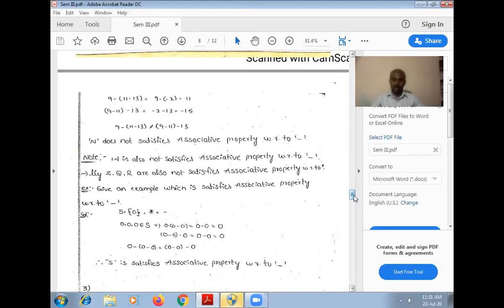Now, I am giving an example for the associative property with respect to minus.